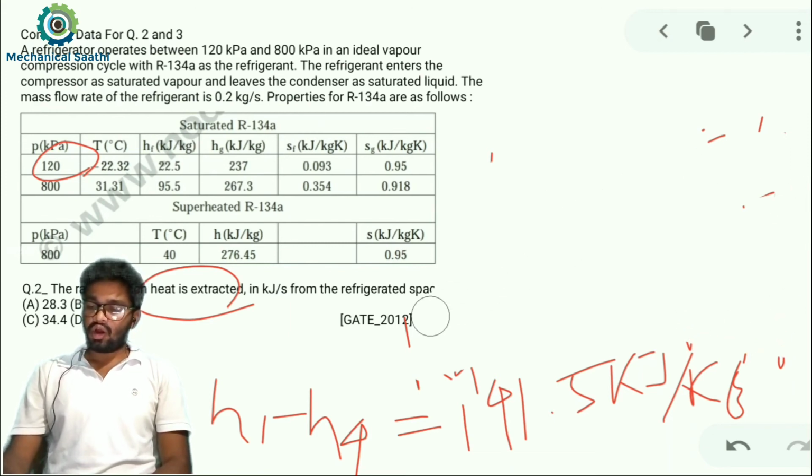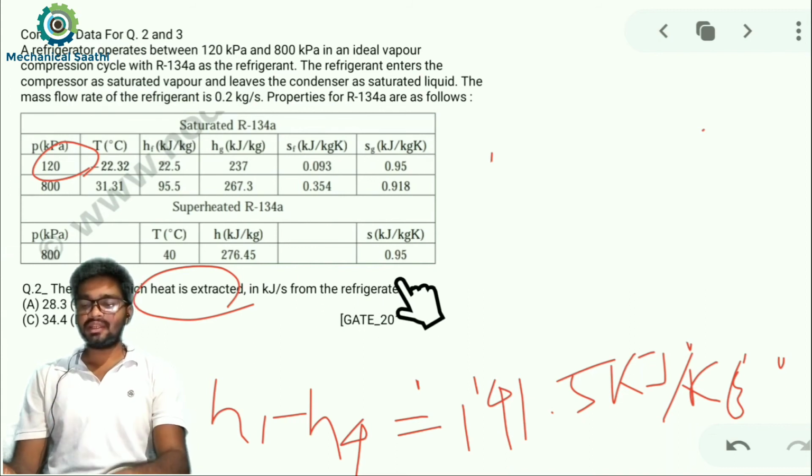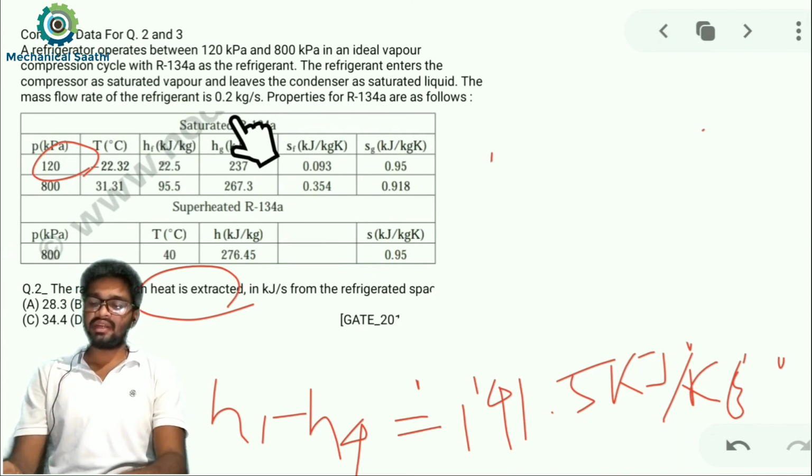Just now we calculated the refrigeration effect in terms of kilojoule per kg, but the question asks to find the refrigeration effect in terms of kilojoule per second. For finding that, we need to multiply by the mass flow rate, which is given here as 0.2 kg per second.